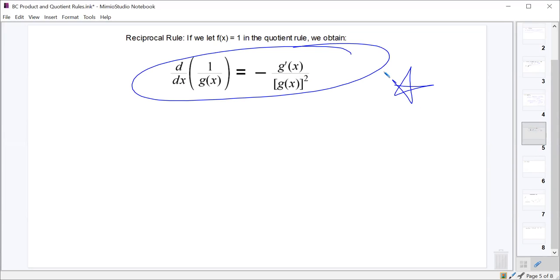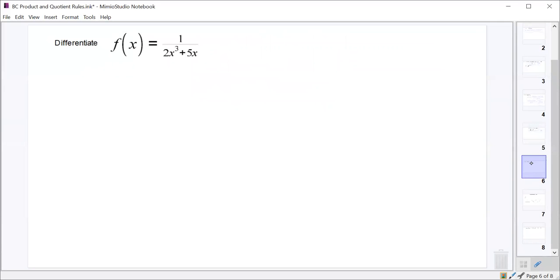It's easily proven if you start with the quotient rule and just have your upper function being the constant; you'll find that this is what you get every time. So what do we get if we wanted to differentiate 1 over 2x cubed plus 5x? 6x squared plus 5 over the quantity of 2x cubed plus 5x squared.